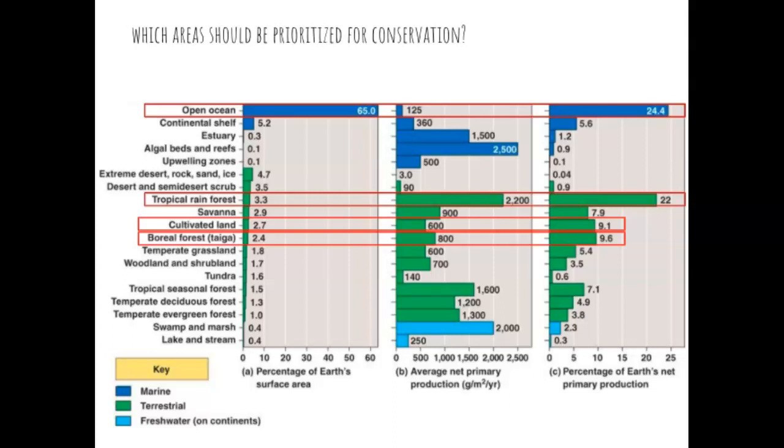So essentially, the takeaway message is we should protect the rainforest because that's where we're getting our oxygen, that's where we have the most biodiversity, that's where we have the most species of plants and animals, and that's where the majority of net primary production on the planet comes from.